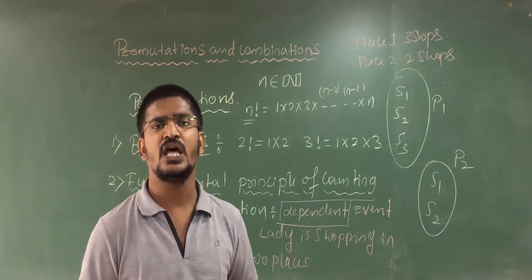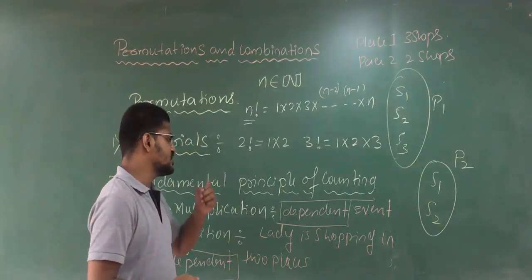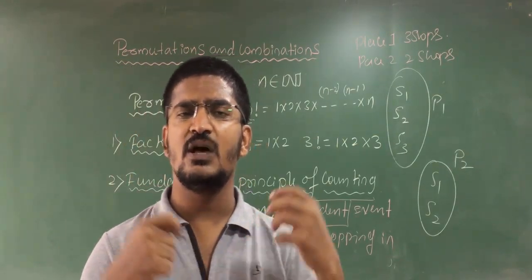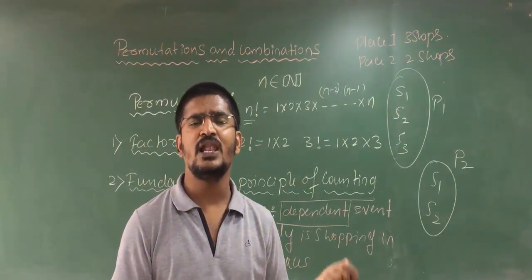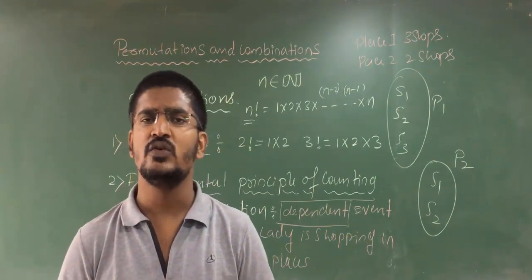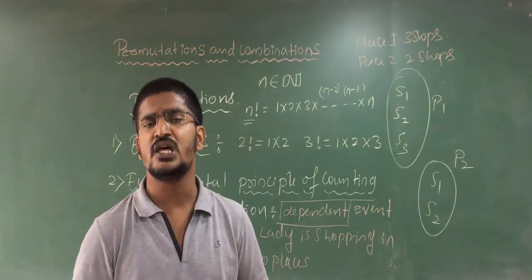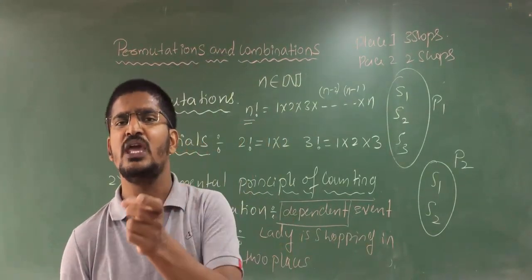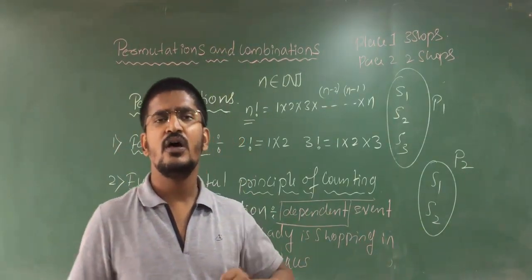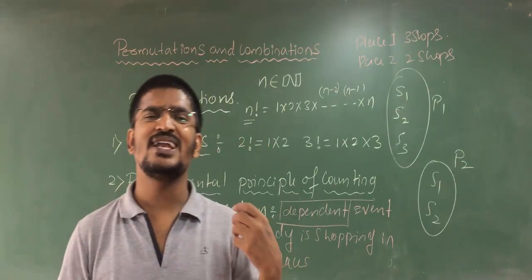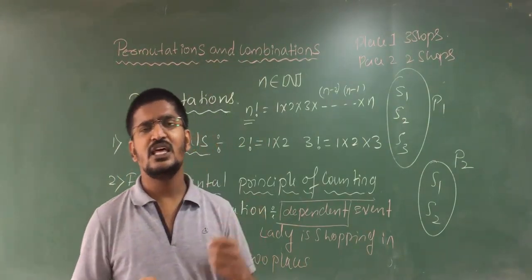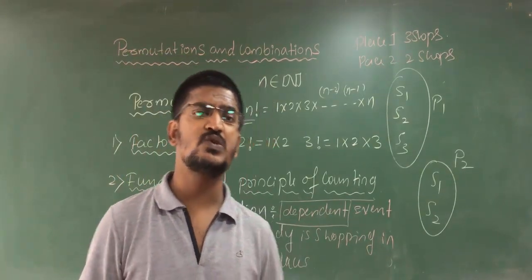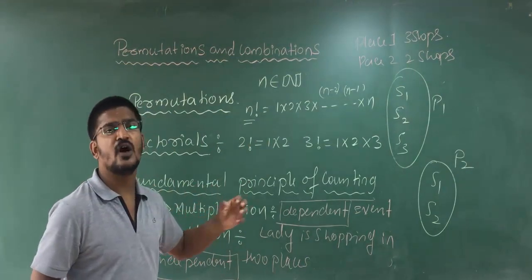Fundamental principle of multiplication and fundamental principle of addition. Clear, students? Whenever you are using the fundamental principle of multiplication, the events must be dependent. For example, if event A and event B are dependent on each other, then the fundamental principle of multiplication says that n(A) into n(B) will be the total number of ways of your possible cases. If event A is independent of event B, then the total number of possible cases will be n(A) plus n(B). So that is what your fundamental principle of counting tells.